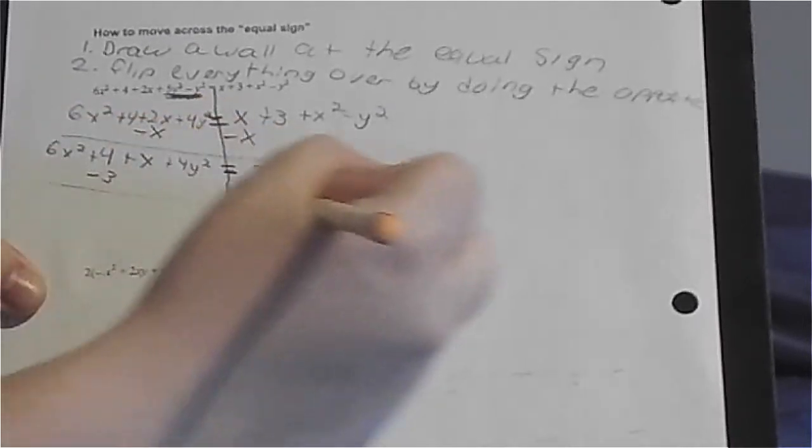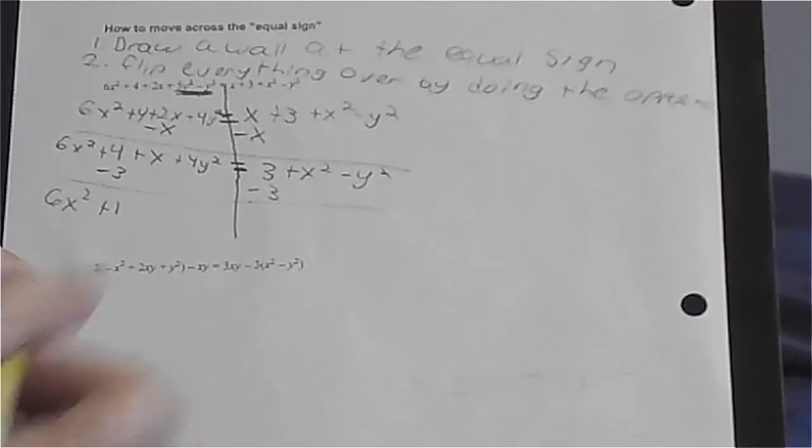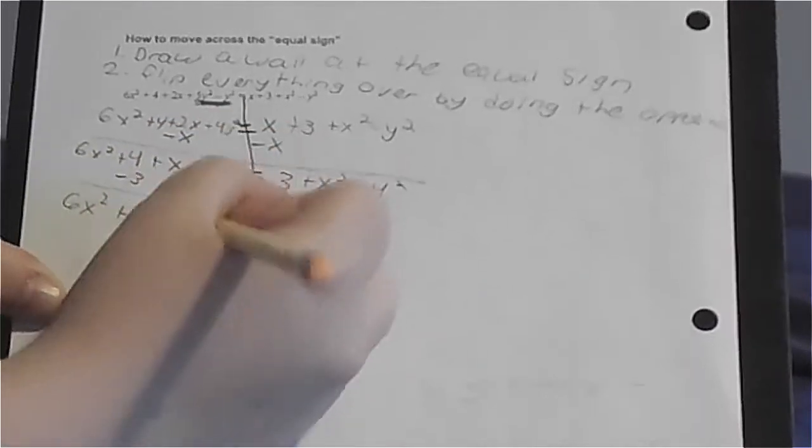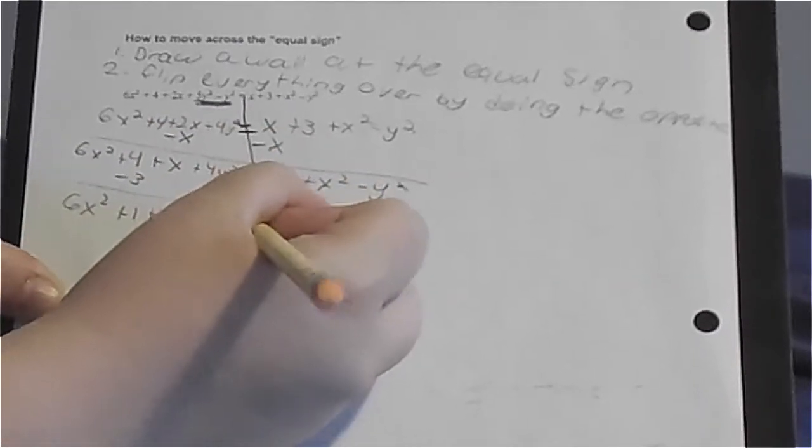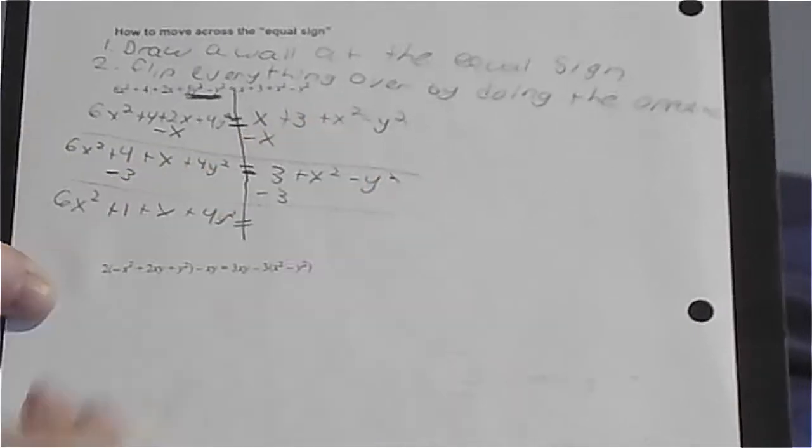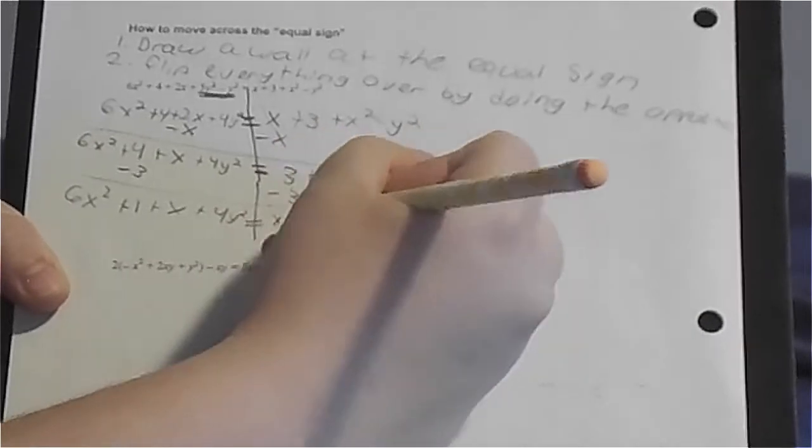So I'm going to do my math. 6x comes down, 4 minus 3 is 1. The x comes down, the 4y squared comes down. 3 minus 3 becomes 0, so it flipped over like I wanted. I still have my x squared and my minus y squared.